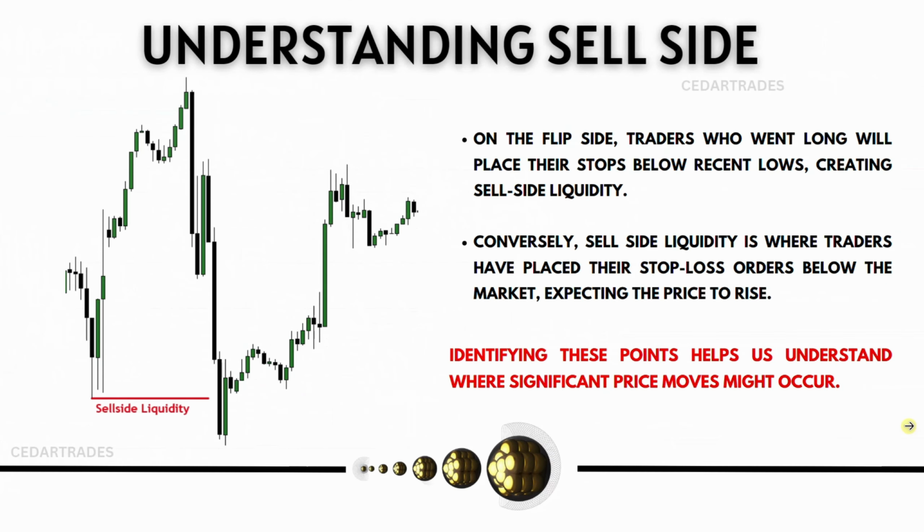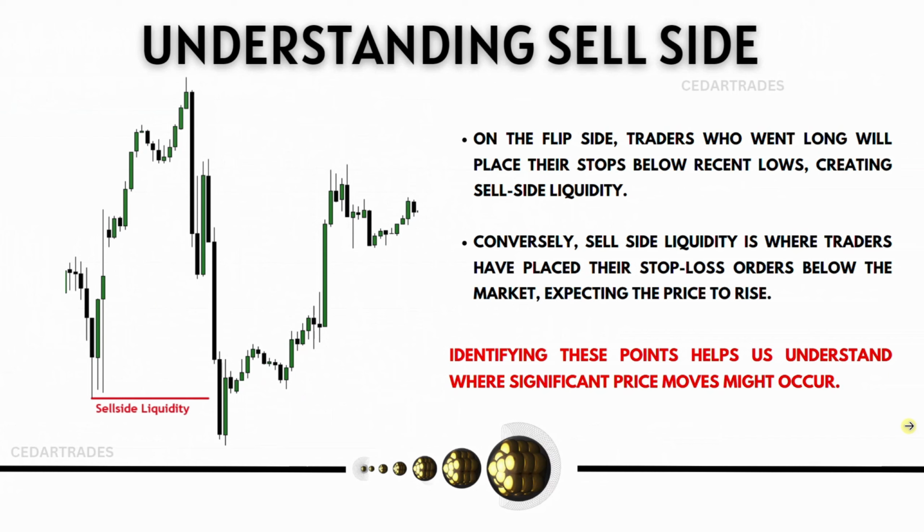And on the flip side here, looking at our sell side, traders who went long will place their stops below recent lows, creating sell side liquidity. And sell side liquidity is where traders have placed their stop loss orders below the marketplace, expecting the price to rise. Now if we look at these lows, what else might be there? There might be sell stops. Why? Because people are willing to continue selling down with the market as soon as it breaks that.